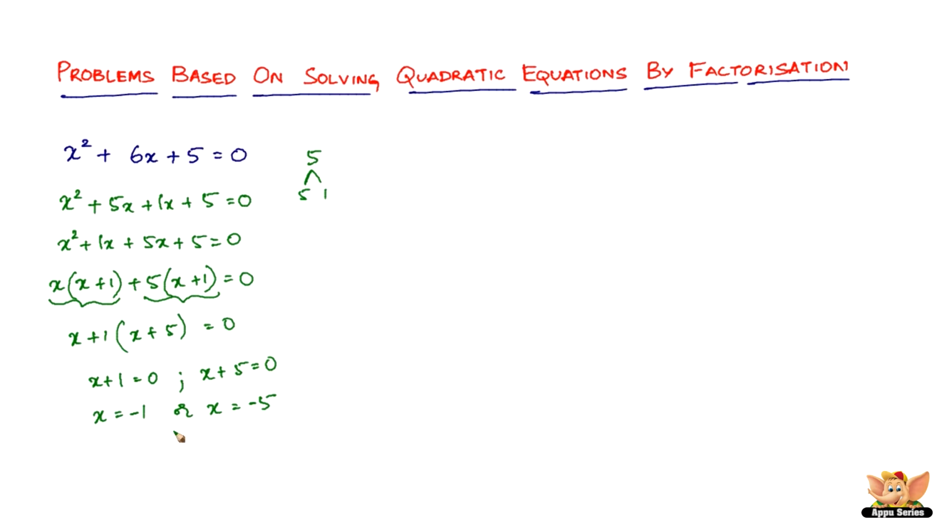These are the roots of the given equation, x equals -1 or x equals -5. Both of them are solutions of this equation. If you substitute any one of them here, it is going to satisfy the equation. That's what it means. All right, so a very fundamental and basic problem to start off with. We will quickly solve another one.